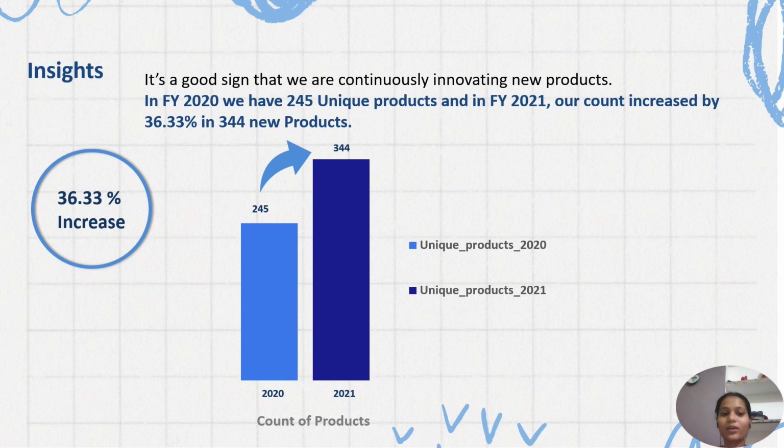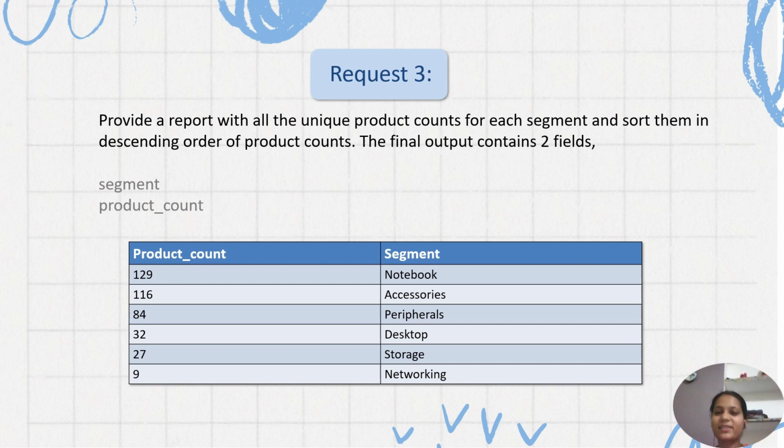In the fiscal year 2020, we have 245 unique products actually. And in fiscal year 2021, our count increased by 36.33%, to 344 new products. Basically, we increased by 36.3% in 2021 for new products. Now let's move to the next request.